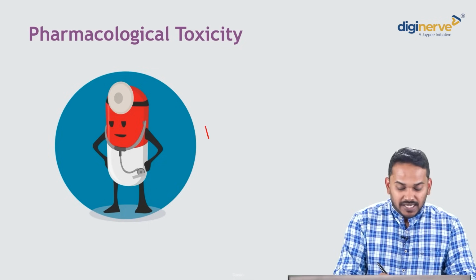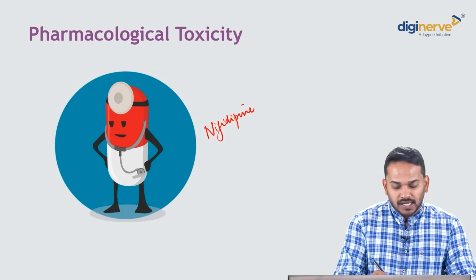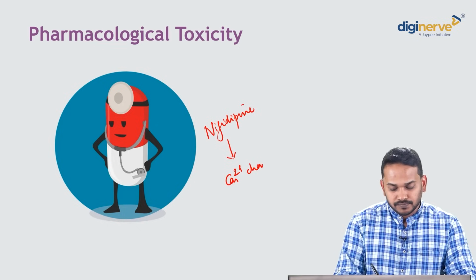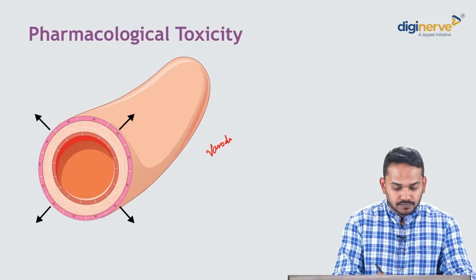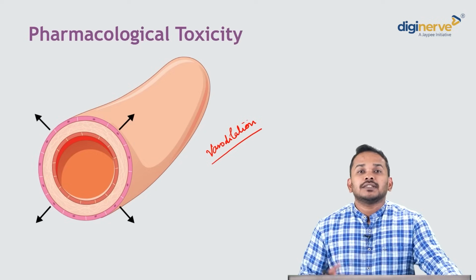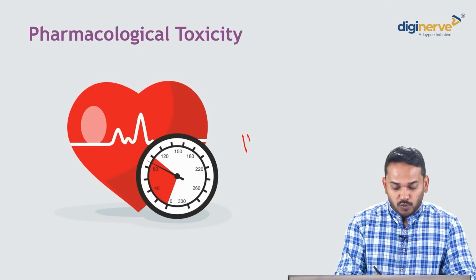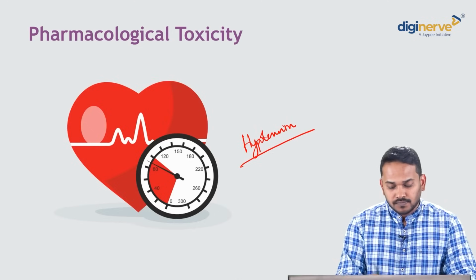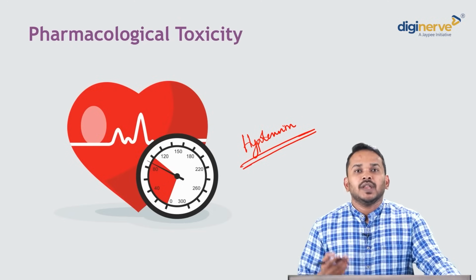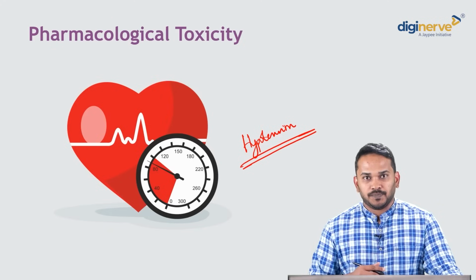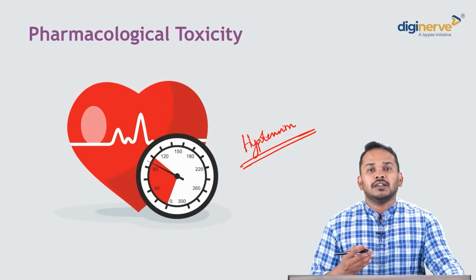So, for example, a drug named nifedipine is a calcium channel blocker. It blocks the calcium channels in the blood vessels, and when the blood vessels do not receive calcium, they do not contract, and that will result in vasodilation. So, in some individuals, this nifedipine will cause excessive blockade of these calcium channels, and that can result in excessive vasodilation, and that can result in hypotension. So, this is a pharmacological toxicity, and you can predict the toxic effect produced by nifedipine, that since it is an agent that reduces blood pressure, it can produce hypotension. So, now we will see what is pathological toxicity.